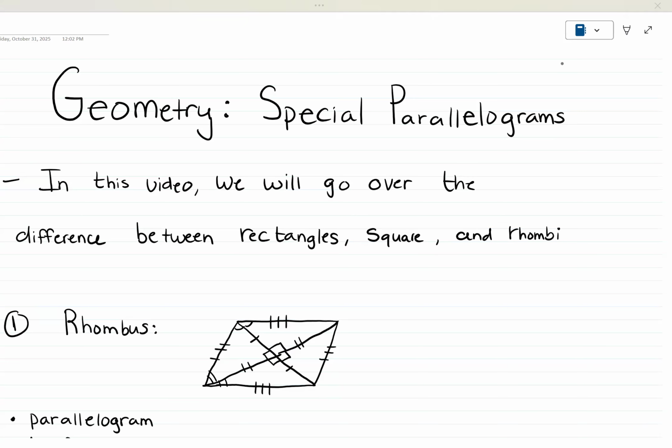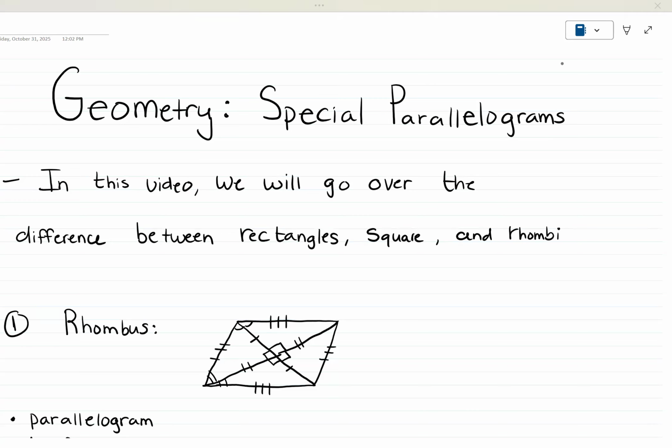Hello. In this video, we will go over the difference between rectangles, squares, and rhombus. So this is geometry, special parallelograms, and we are definitely going to go over the difference between rectangles, squares, and rhombus. So what distinguishes a rectangle from a rhombus?